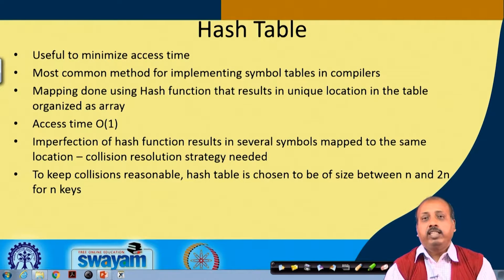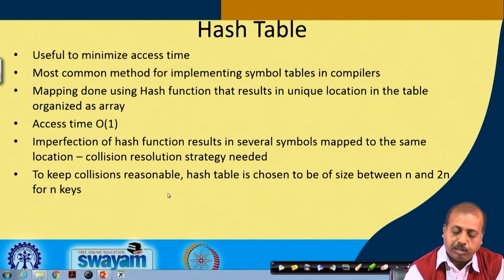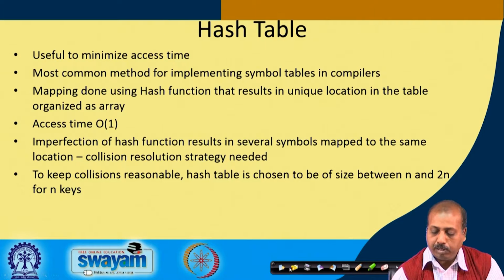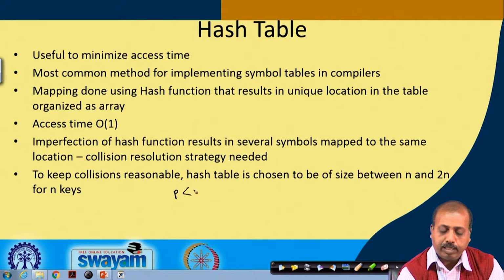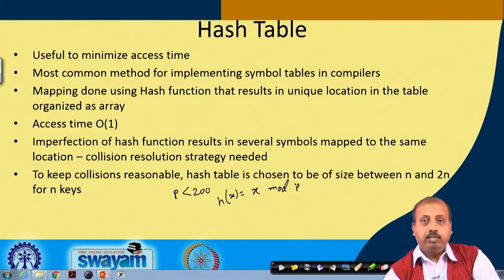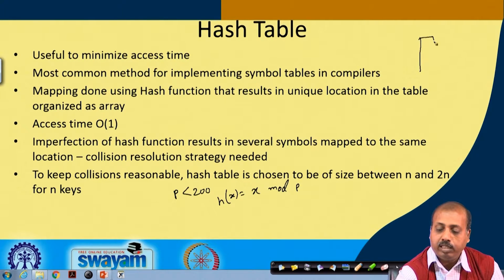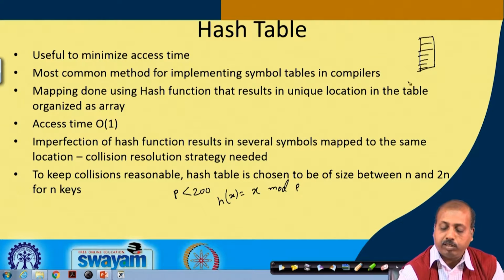If you expect that the programs that a compiler will compile will have about 100 symbols, then you keep the hash table of size about 200. You take a prime number p which is just less than 200, and then you can apply the hash function, making h of x equal to x mod p. Though there are at most 100 symbols, I am keeping 200 because even if there is a collision, the collisions will be fewer since p is a large number. So, it is expected that the collisions will be less.